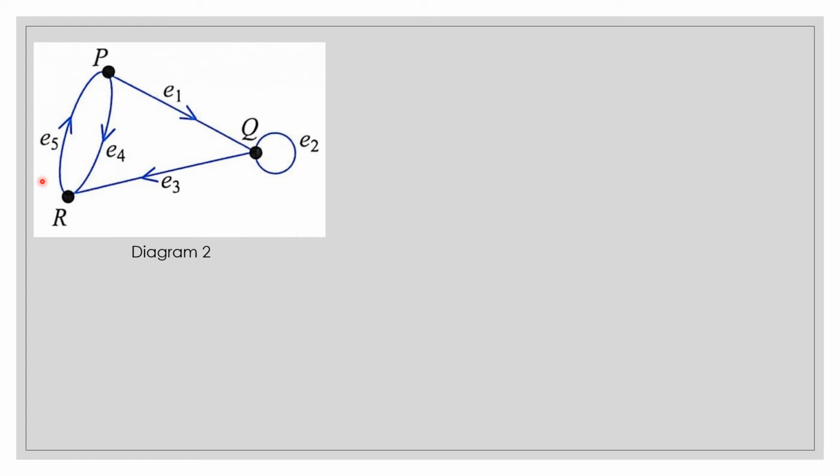Then, what is this graph? This is a directed graph because there is a direction assigned. So it is a directed graph with a loop. You can see there is a loop at vertex Q and multiple edges at vertices P and R. So this is a directed graph with a loop and multiple edges.